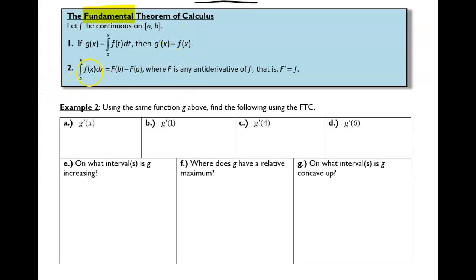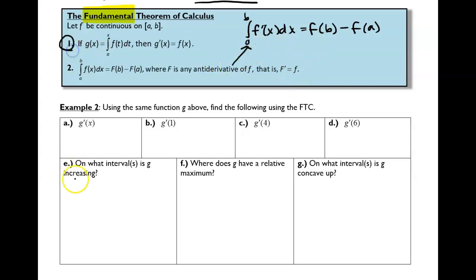The second one says if I integrate a function from a to b, then that's equal to the antiderivative at b minus the antiderivative at a, where big F is any antiderivative of f. In other words, big F prime is equal to f. That might look confusing, but essentially what we're saying is if we integrate from a to b a derivative, then that is the antiderivative, f of b minus f of a. We'll talk about that a little bit today, but we'll go over that one more in detail later.